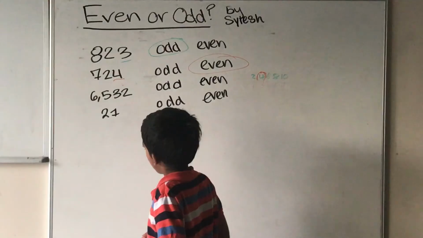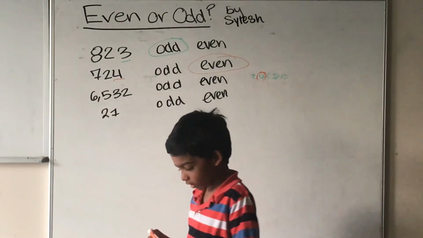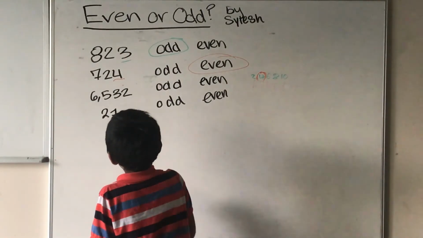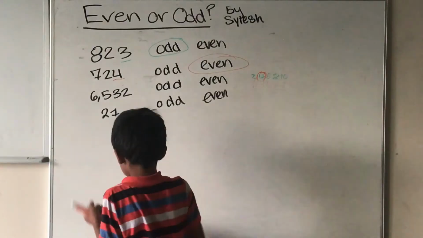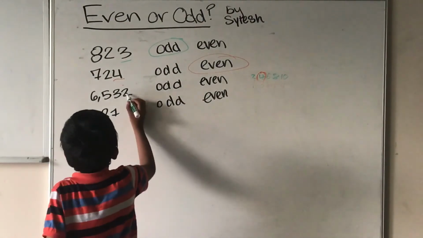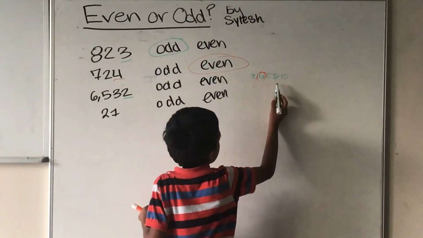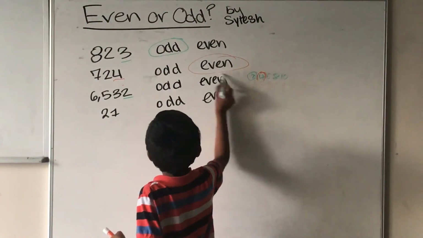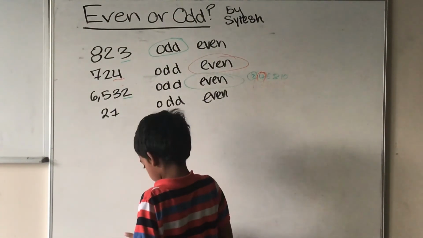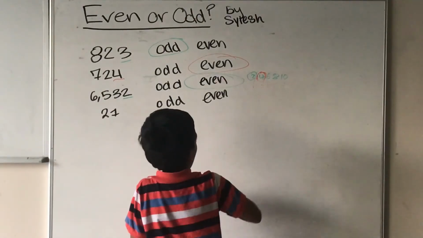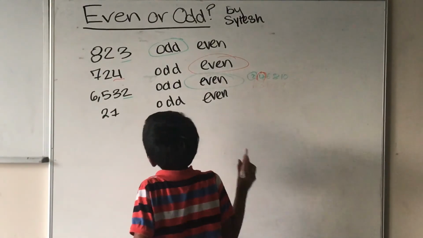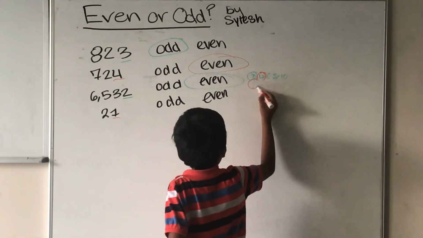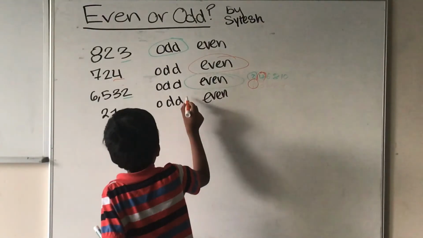Next one, 6,532. So to see if it's odd or even, we check the final digit. So it's 2, which is over here, so it's even. So I'll circle even. Finally, 21. Is it odd or even? Let's check the final digit, 1. So 1 is on the odd side. So we'll circle odd.